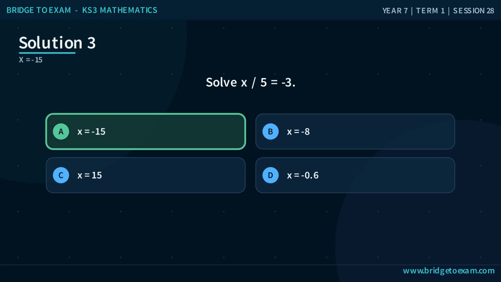Option A is correct. x equals negative 15. Multiplying both sides by 5 gives x equals negative 15. Check. Negative 15 divided by 5 is negative 3.